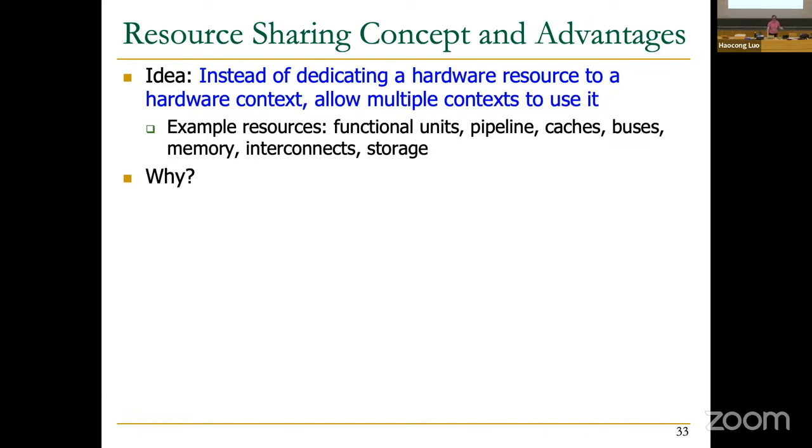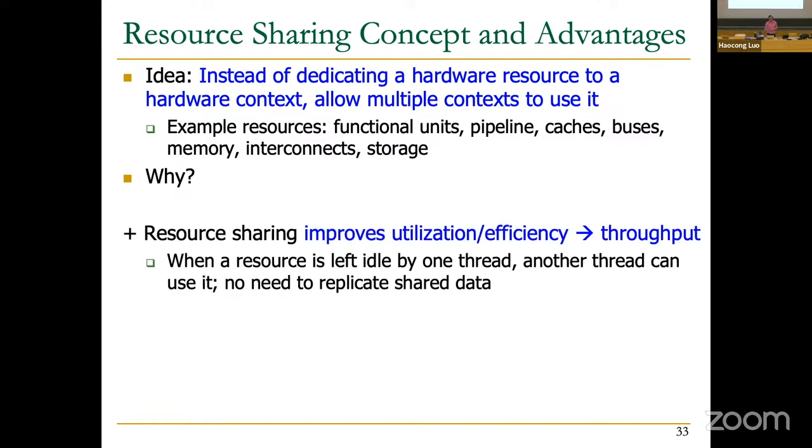So what is the benefit of resource sharing? Why do we share resources? Because it improves utilization and efficiency. That leads to higher throughput, higher performance. Why? Because when a resource is left idle by one thread, another thread can use it, right? And also there's no need to replicate shared data. These are two different things, actually.